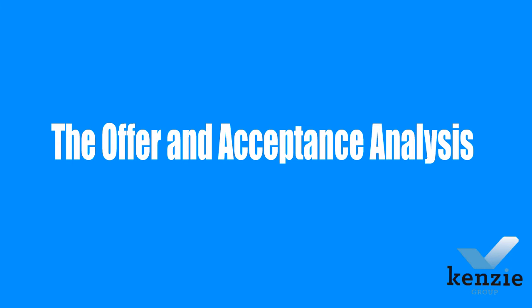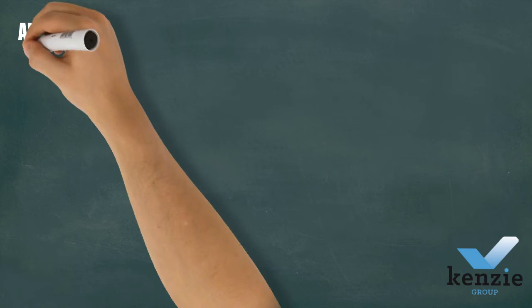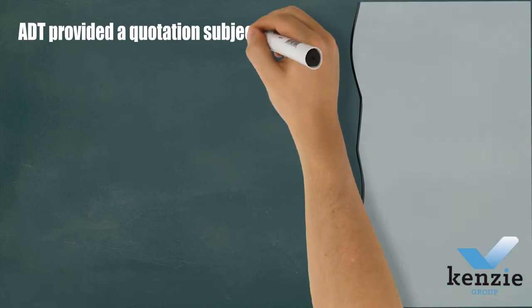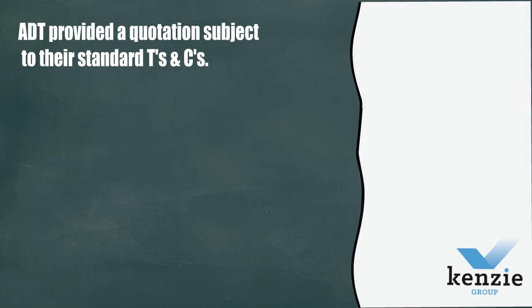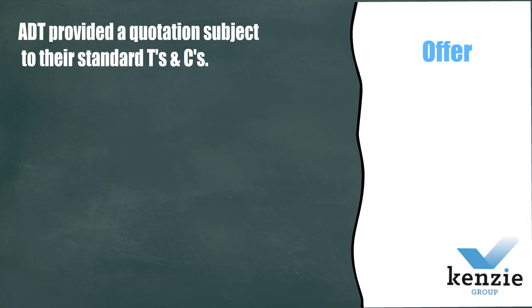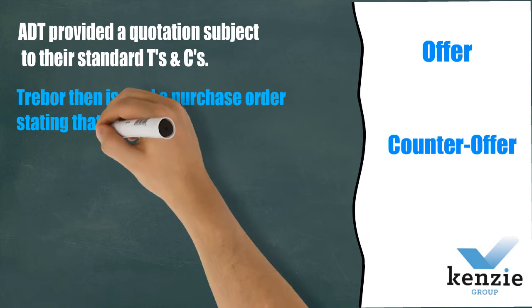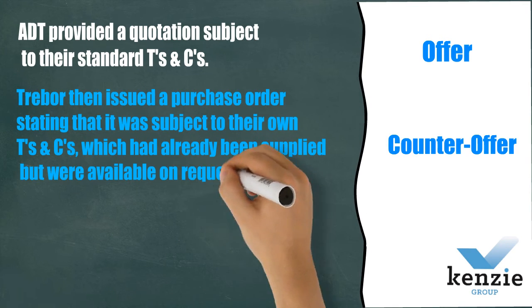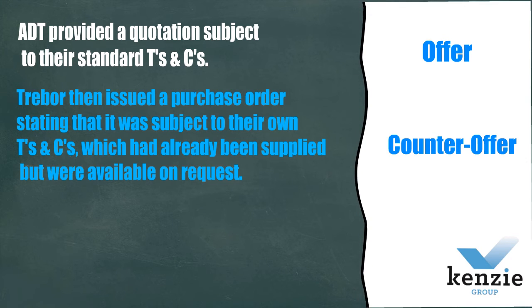The offer and acceptance analysis. ADT provided a quotation offering to supply the fire suppression system, stating in their quotation that it was subject to their standard terms and conditions. This was their offer. Trebor then issued a purchase order accepting ADT's quotation, stating that the order was subject to Trebor's terms, which had already been supplied, but were also available on request.